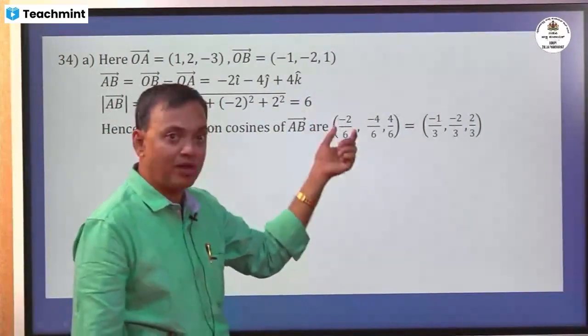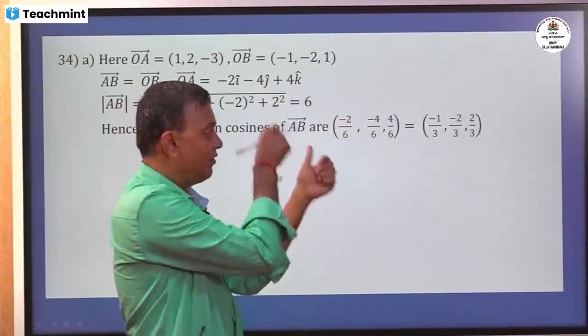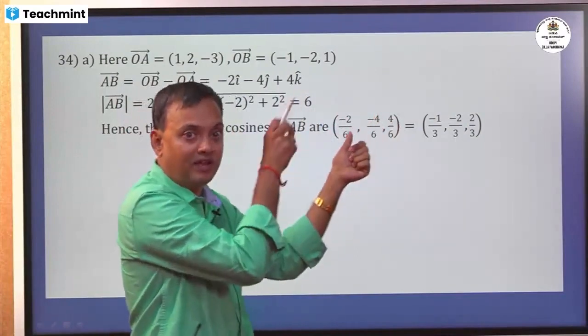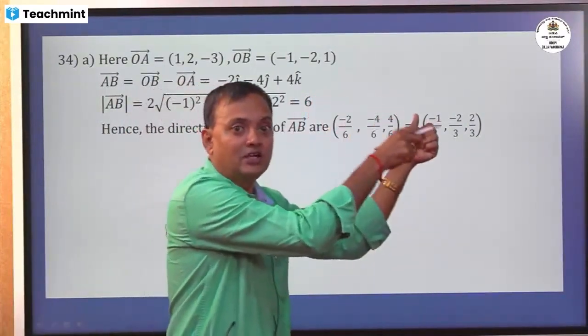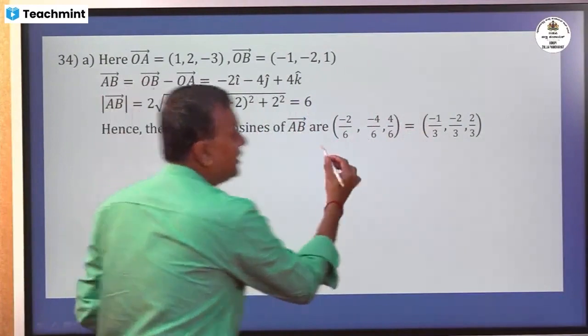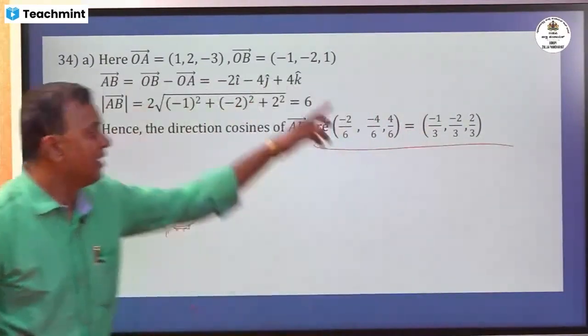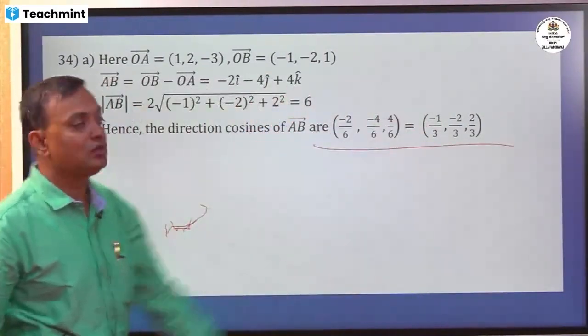We can write it like this: x2 minus x1 by magnitude of vector AB, y2 minus y1 by magnitude of vector AB, and z2 minus z1 by magnitude of vector AB. On simplifying we get minus 1 by 3, minus 2 by 3, 2 by 3.